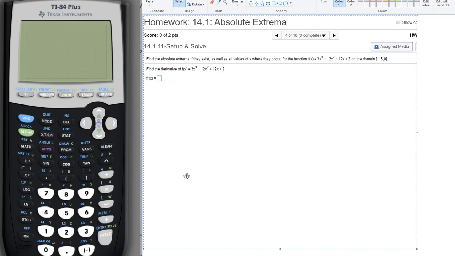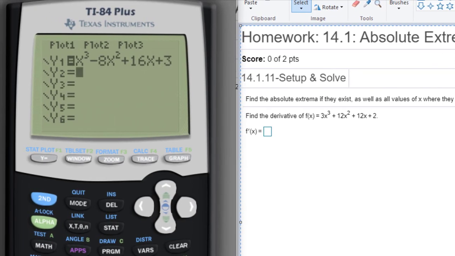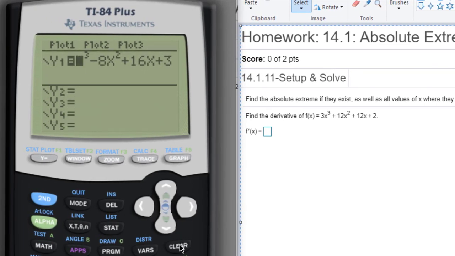Okay, I'm going to do a problem from 14.1 to show you how to set up and solve problems that look like this, where they're looking for absolute extrema for a particular problem. On this one, you can see we have a polynomial function here, 3x to the third plus 12x squared plus 12x plus 2. So with that, before you do anything, what I would do is enter in on your calculator that particular function.